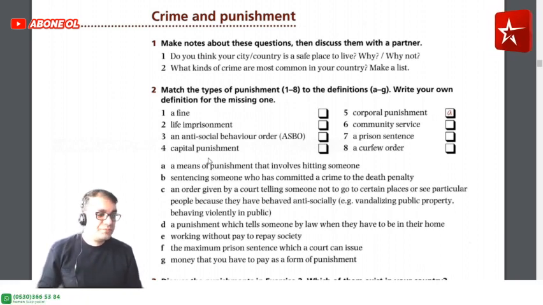Let's go ahead. An antisocial behavior order is which one? Should I put a mark on it? It's C: an order given by the court telling someone not to go to certain places or see particular people because they have behaved antisocially. So this is how things will work.